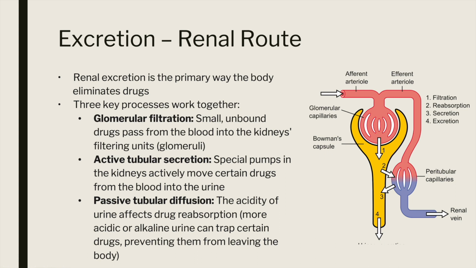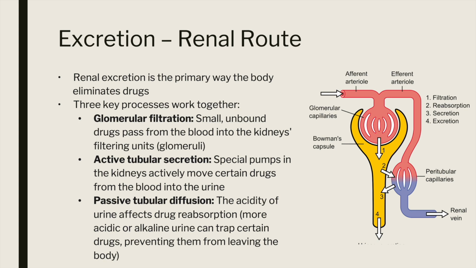Okay, so we just talked about different ways and things that affect metabolism. Once the drug has been metabolized, it's then excreted. So the most common way that drugs are excreted is through the renal route. So this renal just refers to the kidneys, just means we're excreting it through the kidneys.